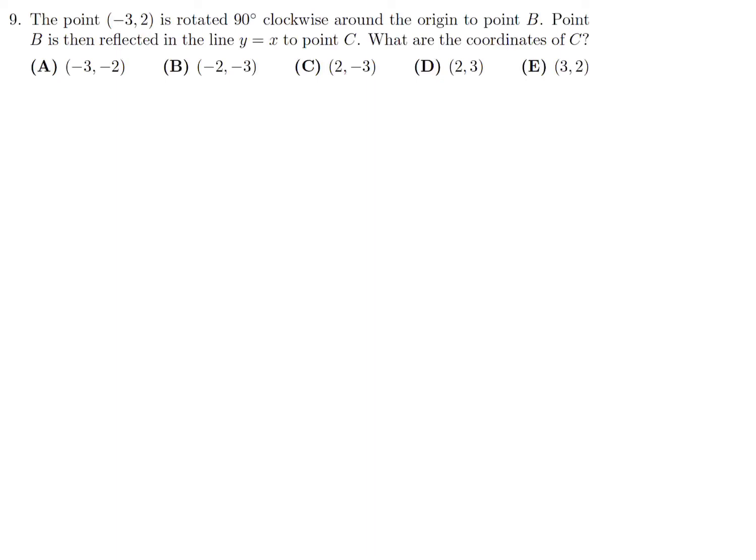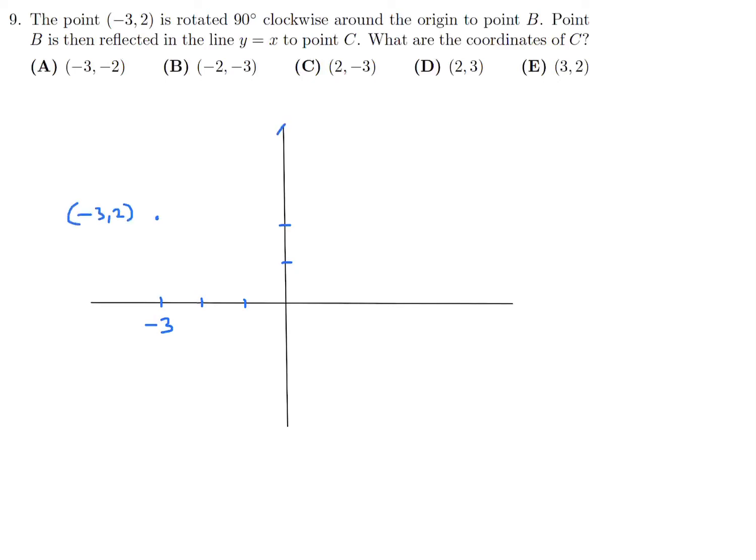The point -3, 2 is rotated 90 degrees clockwise around the origin to point B. Point B is then reflected in the line y equals x to point C. What are the coordinates of point C? So initially you have the point -3, 2. So 1, 2, 3, -3, and then approximately 2 on the y-axis. So you're about here, -3, 2. And this is y, then this is the x-axis.